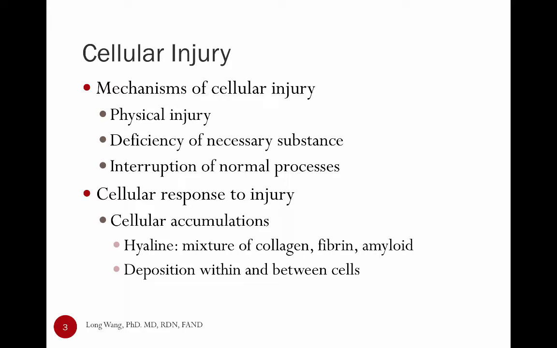Nutrient deficiency we know can cause different types of injury and diseases. Then interruption of normal processes. So for example, this could be the interruption of a process where our body disposes the metabolic waste, right? Then the accumulation of the waste could come back and hurt the system.